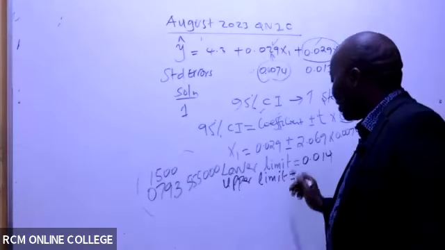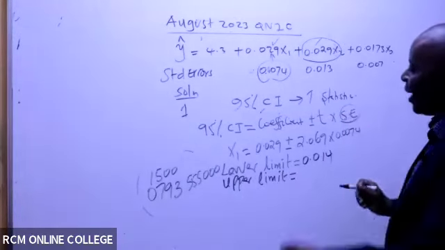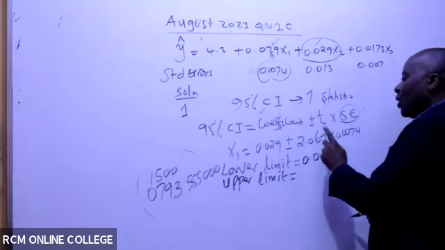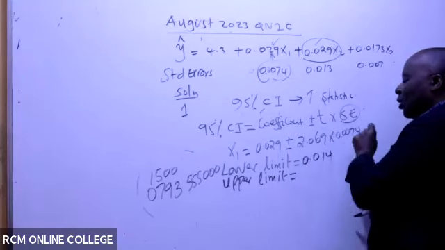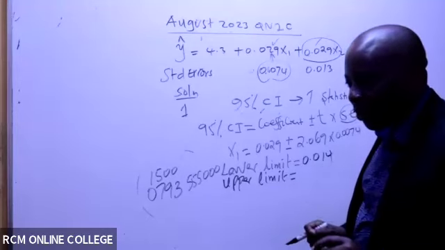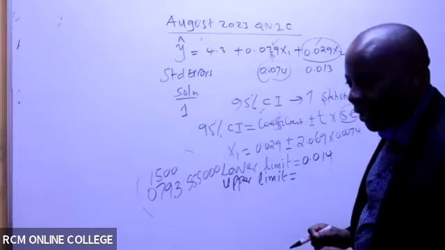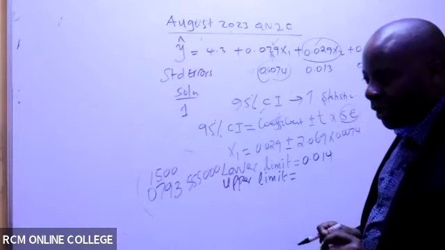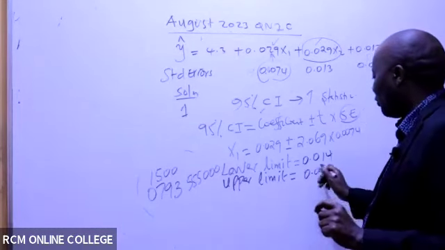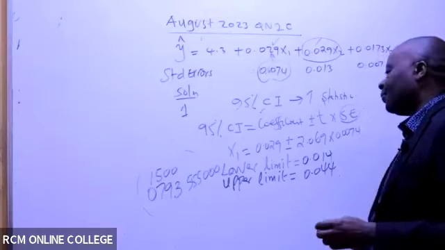The upper limit, now you get the upper limit by adding. So 0.029 plus 2.069 times 0.0074. What figure are we getting? Thank you so much, Austin. 0.044. Thank you very much.